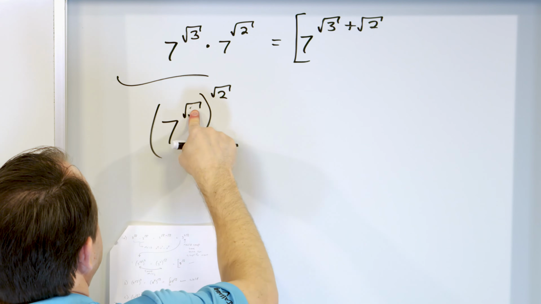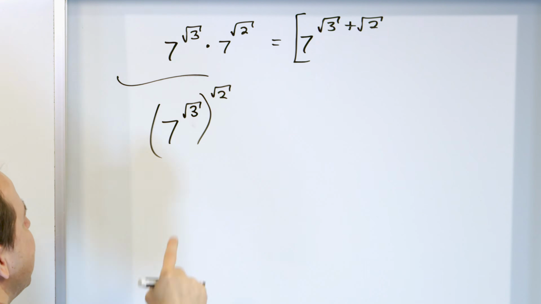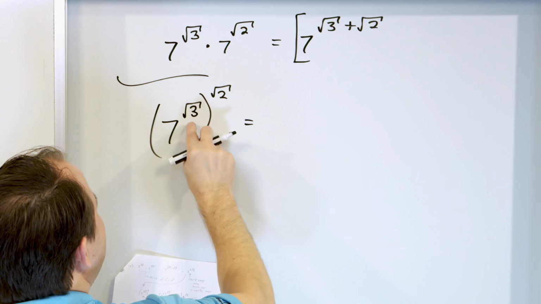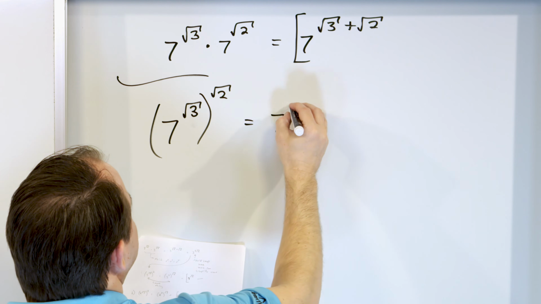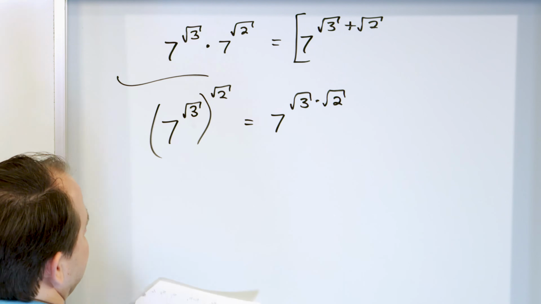Sorry about that. I can't really read that, so let me rewrite it. Square root of 3 on the bottom, and then you have a square root of 2. Here you have a power raised to a power, so you have the square root of 3 times the square root of 2, because I'm multiplying the exponents together.